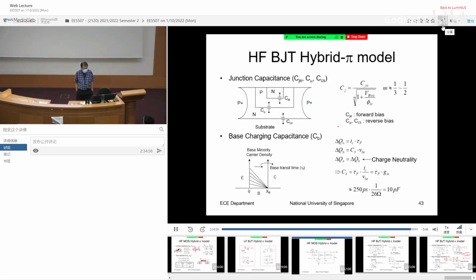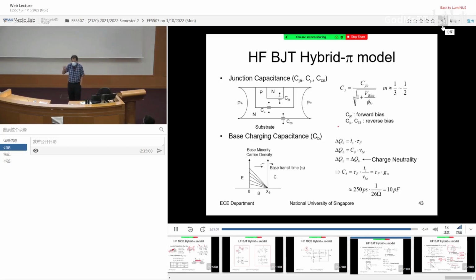Now, the capacitance for BJT, you have PN diode, so you always have junction capacitance. And for collector, base junction is very easy because they are reverse bias. So you only have this junction capacitance. Now, for base emitter, the junction is forward bias. So besides the junction capacitance, you also have the so-called forward capacitance. So how do you estimate the forward capacitance?